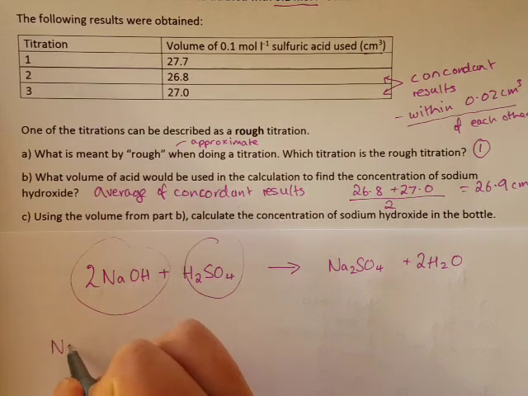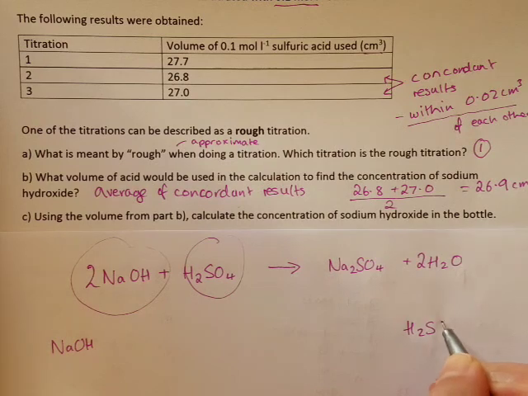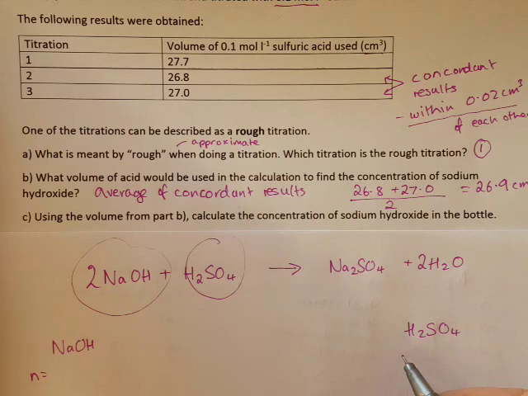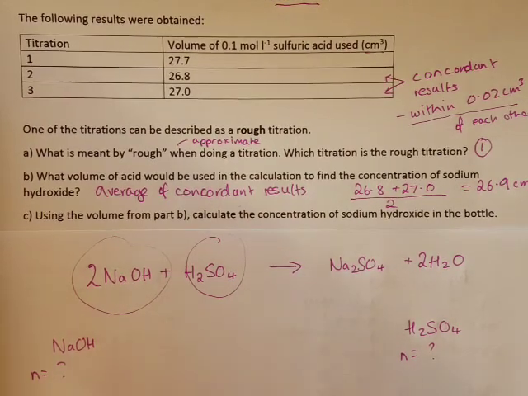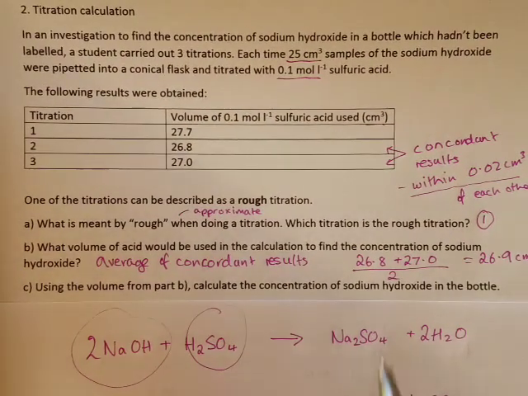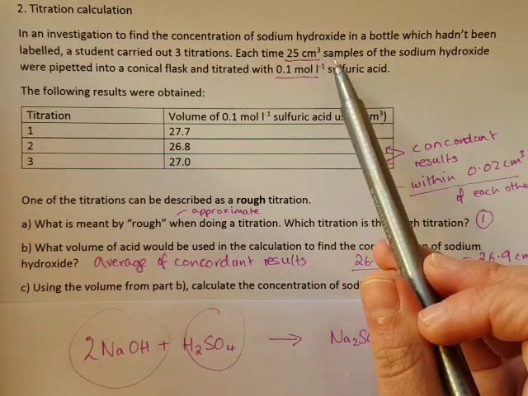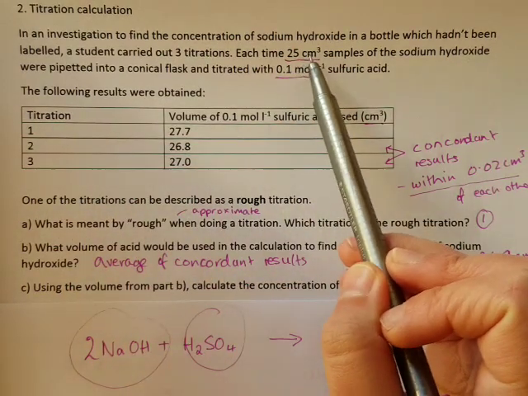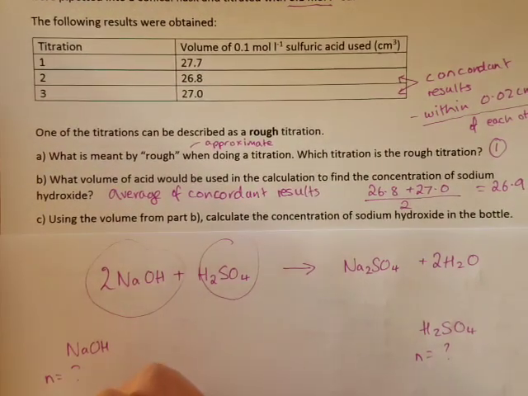So we're going to do data columns for NaOH, and we're going to do a data column for H2SO4, sulfuric acid. We're always going to need to work out the number of moles, but we don't have that information for either substance yet. Now, the information that we're given for sodium hydroxide, well, in this part of the question it says each time 25 centimetres cubed samples of the sodium hydroxide were pipetted. Okay, so 25 centimetres cubed, that is a volume.